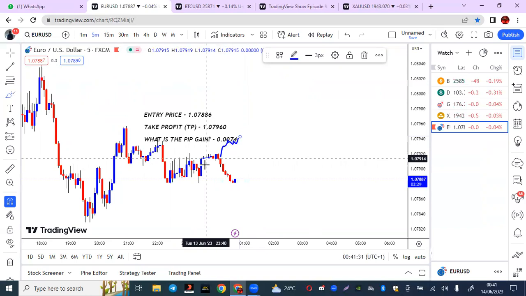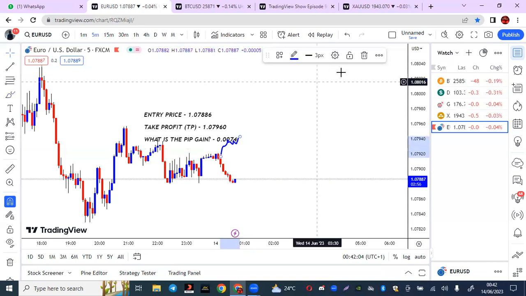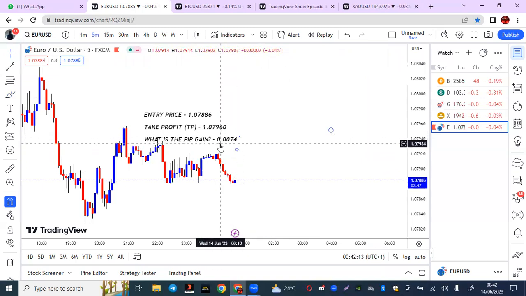For pairs that have 4 or 5 digits after the decimal point, once you do your calculation and subtract, you want to find the number of pips. Once you subtract it, you just slide your decimal point 4 places to the right: 1, 2, 3, 4. Then the whole number in front becomes your pip. So in this case, the whole number is 74. Is that clear?